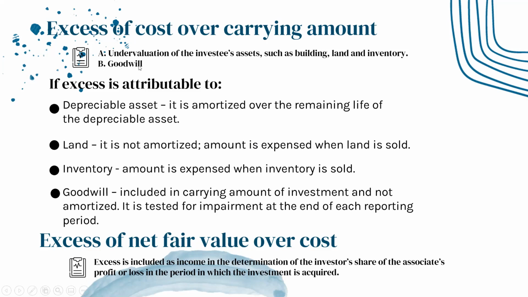Kapag attributable naman sa letter B, yung goodwill, it is included in the carrying amount of investment and it is not amortized, but it is tested for impairment every end of each reporting period. So later may example tayo kung paano yung actual na distribution ng excess of cost over carrying amount.